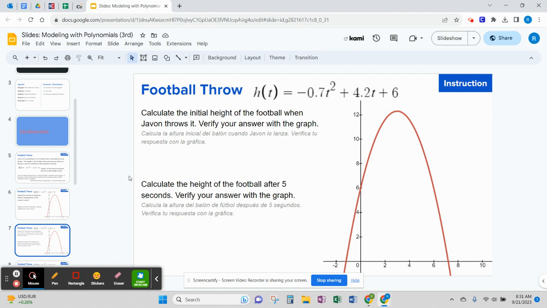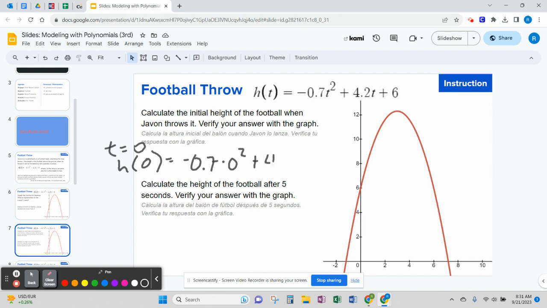So let's keep moving through this. To calculate the initial height of the football when Javon throws it, we are going to plug in the initial time when he would throw it. And that is going to be when time equals 0. If he initially threw it, our time should equal 0. So we can plug into our formula, h of 0 equals negative 0.7 times 0 squared plus 4.2 times 0 plus 6. And in this case, that's equal to 6 feet.